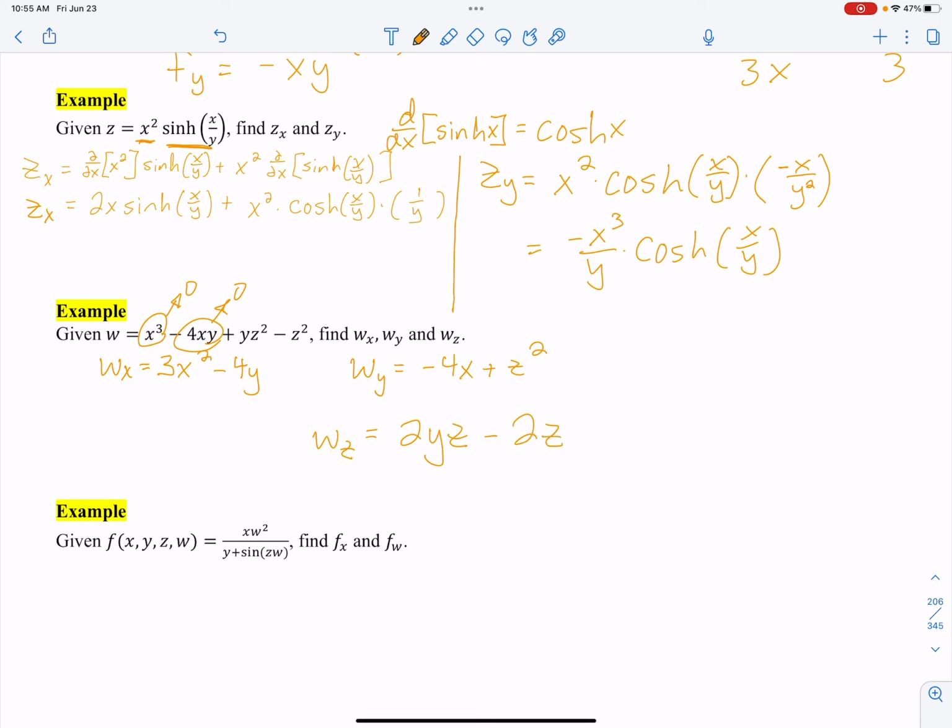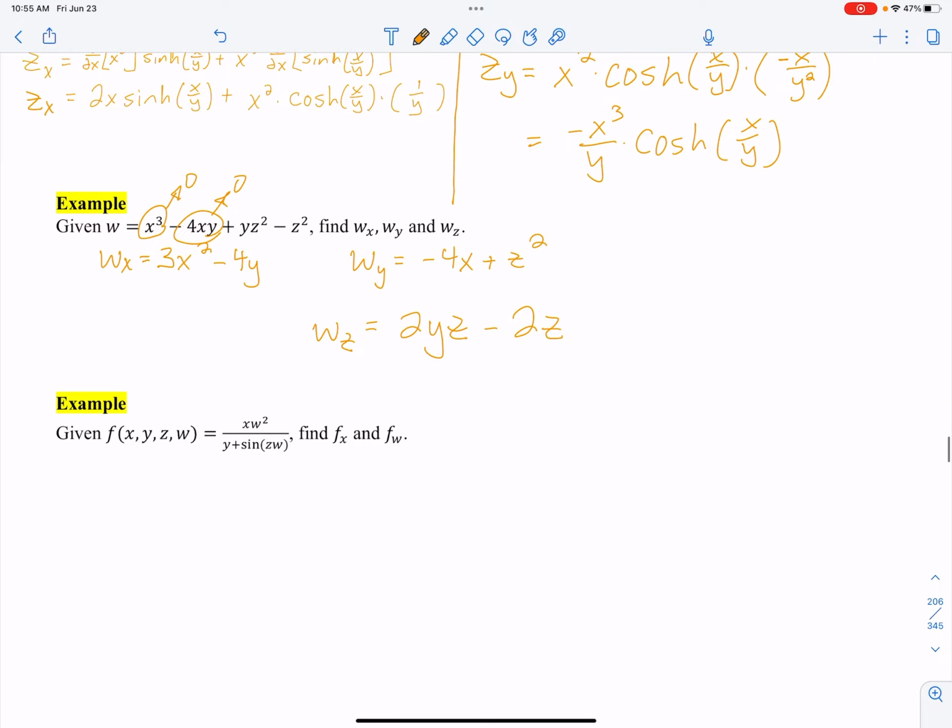So we can add more variables and take more derivatives. This would be great in applications. The more variables that we have affecting some kind of measurement, we actually can find what the change in that variable looks like. How does that affect the overall measurement? How does x affect w? How does y affect w? And so on. This is going to allow for a lot of applications, and we'll see one in a moment.